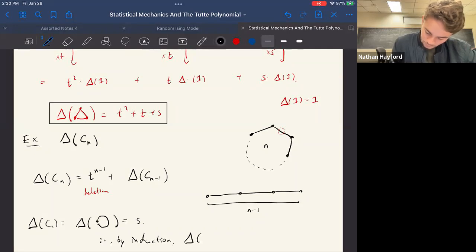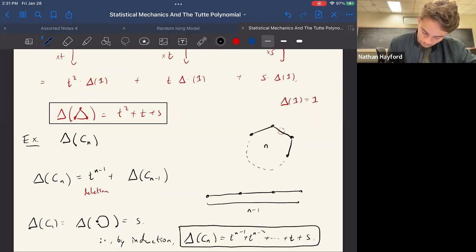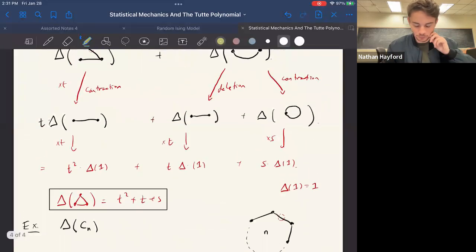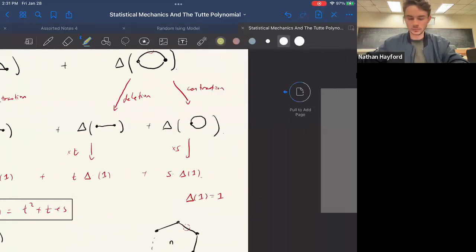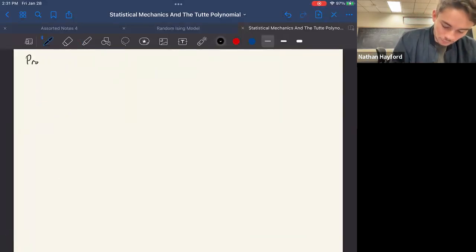the Tutte polynomial of Cn is just t to the n minus 1 plus t to the n minus 2 plus dot, dot, dot, all the way down to t, and then plus s. So there's another nice computation of a Tutte polynomial. Fairly succinct. Okay, so this shows you why it's important. Let me list a couple properties of the Tutte polynomial before I move on to something completely different, just to further motivate why computing it would be important.